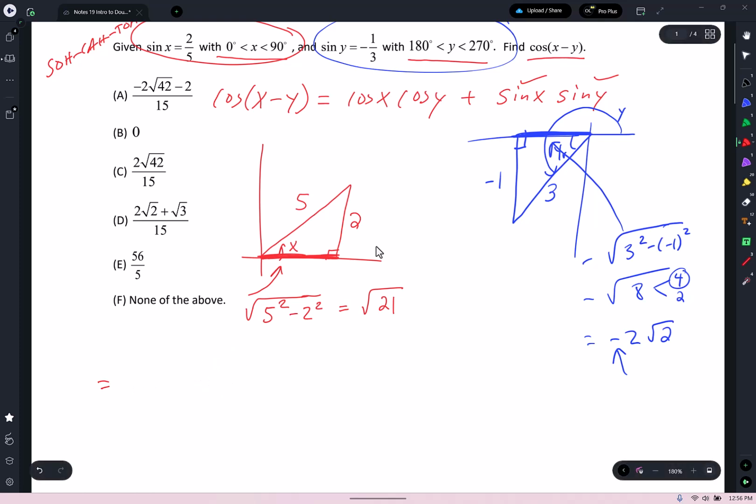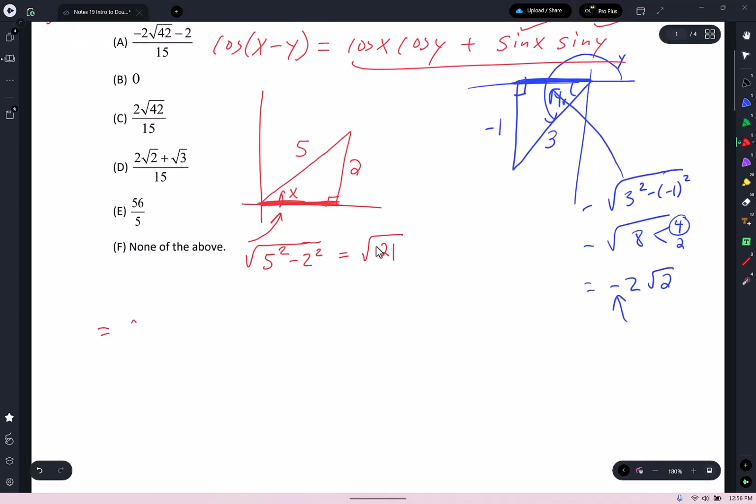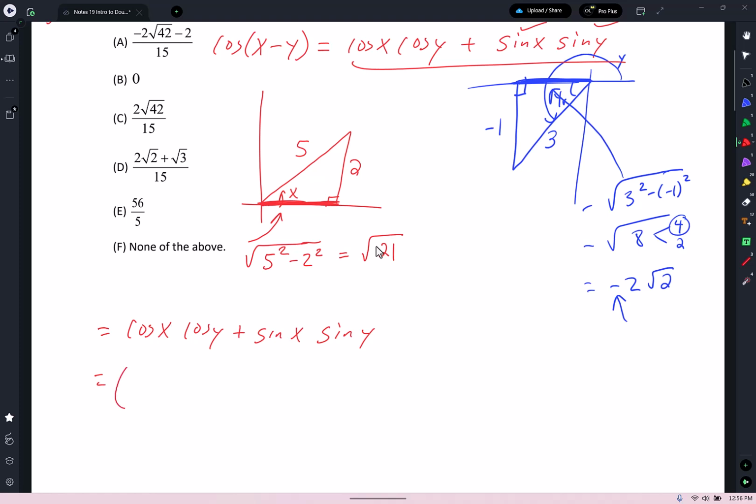So don't write square root of 21 over 5. So I guess I'm going to write this first. So I'm going to write cosine x, cosine y, plus sine x, sine y. Okay, here we go. Cosine x, I go to my angle x, square root of 21 over 5. Cosine y, I go to my y, cosine, did I ever figure that out? Yeah, I did. That's negative 2 square root of 2, so negative 2 square root of 2 over 3. Are we okay with those?